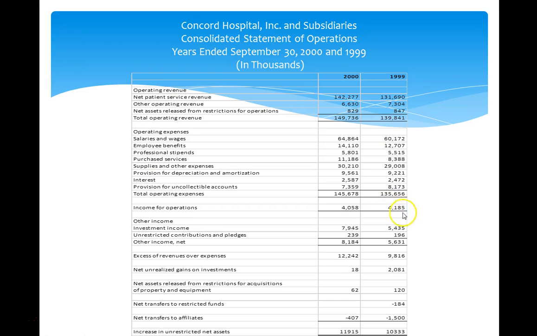Net income from operations stayed relatively flat, about the same as last year. Of note, investment income was up significantly, $2.4 million. And so at the end of the year, their excess of revenues over expenses actually was up by $2.5 million. So notice as I went through this, I rounded numbers and just went through it relatively quickly.